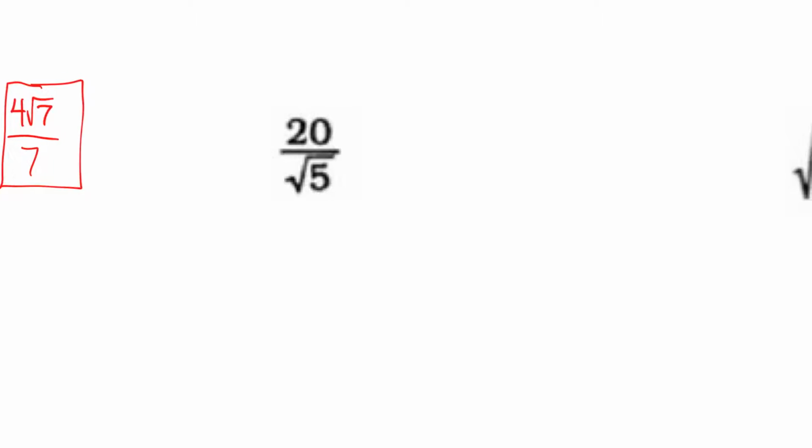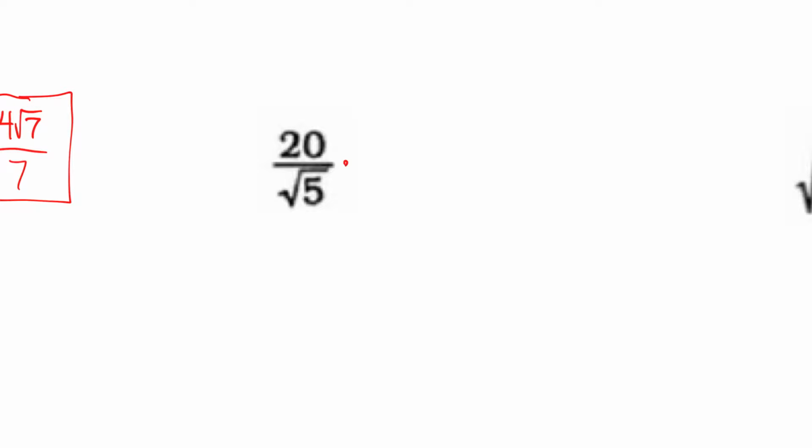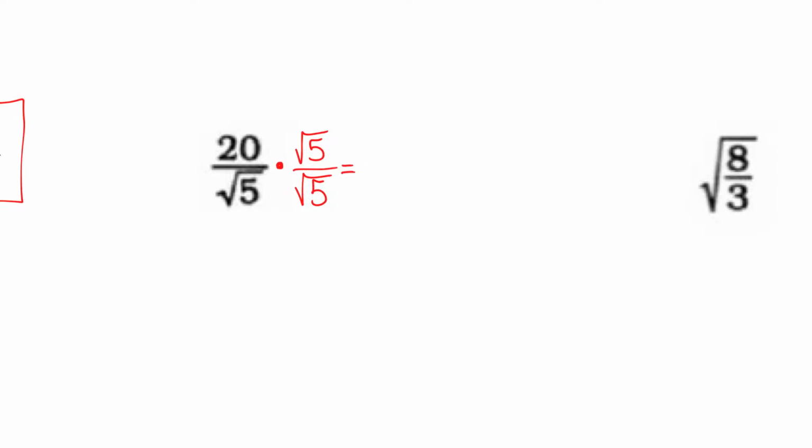Okay, next one. What am I going to multiply by here? Square root of 5 over square root of 5. So on the top, what do I get? 20 square roots of 5. And on the bottom, what do I get? Square root of 25. Okay, so that's going to give me 20 square root of 5 on the top.